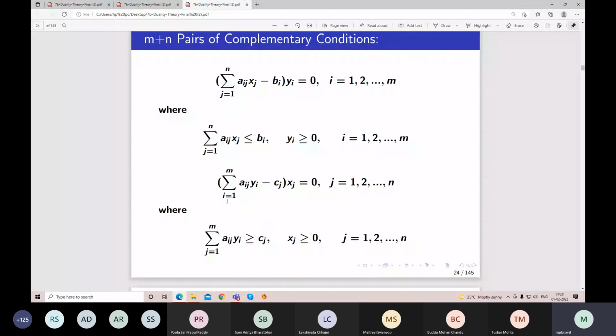Similarly, summation over i varies from 1 to m, aij yi minus cj into xj equal to 0. What is this one? This is actually tj square into xj. So finally we are writing summation over i varies from 1 to m, aij yi greater than or equal to cj, and xj is non-negative.